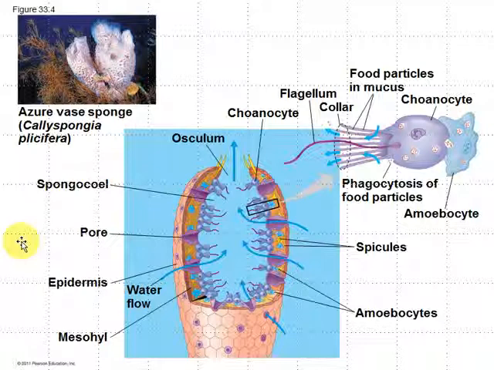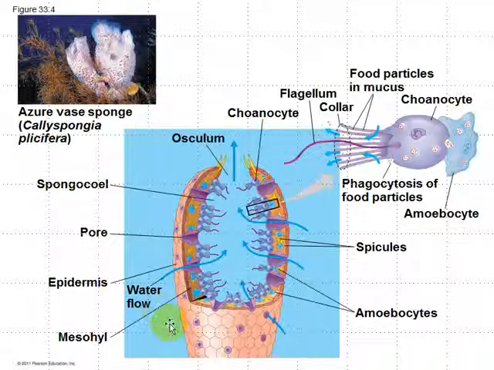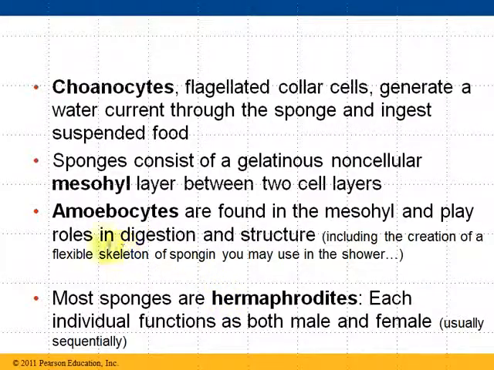The choanocytes are the flagellated collar cells. They generate a bit of motion, a water current through the sponge to help bring in suspended food particles. There's a gelatinous non-cellular layer between the 2 cell layers, so you get this mesohyl, which is basically just a liquidy material between the cells. The amoebocytes are the ones that I said kind of move around and carry material back and forth. They play a role in digestion and structure.